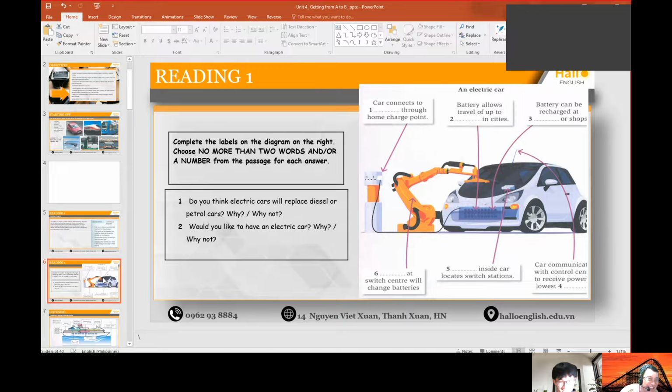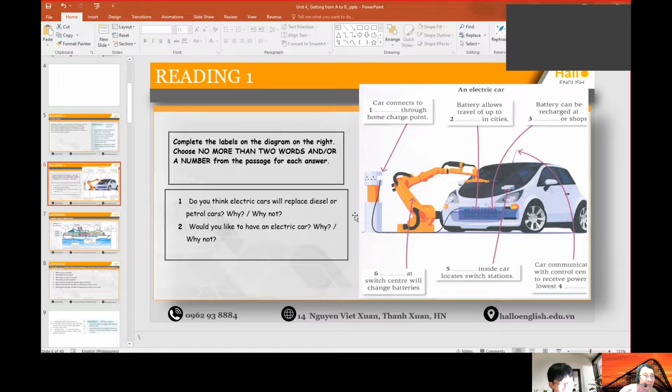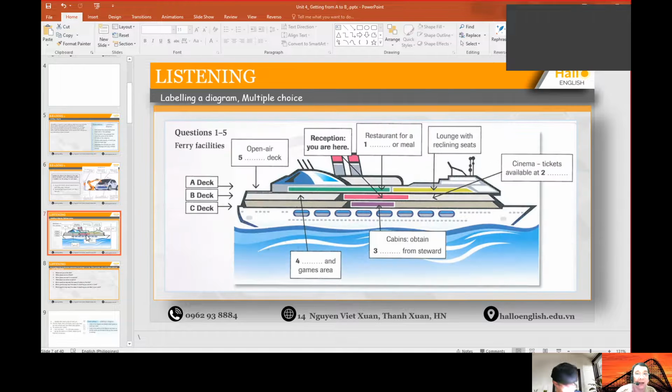Okay, so do you have questions with this, Koy? No question. Okay, so there's another diagram in here. Labeling a diagram with multiple choice. So where is the multiple choice? It's free to choose what we think. Multi-choice, we can feel how much work we can feel.